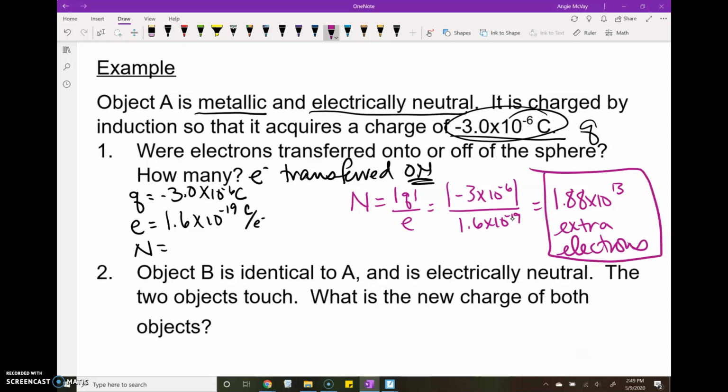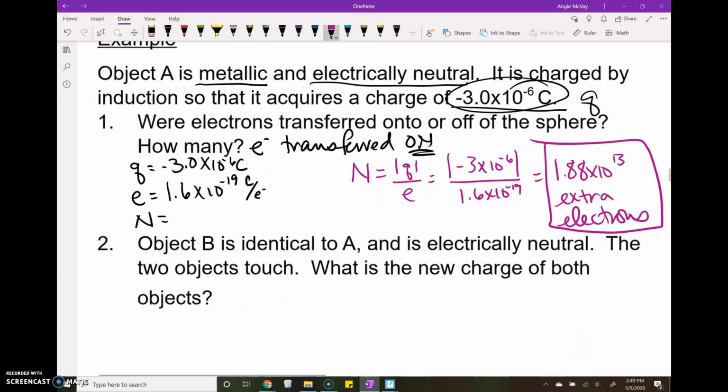Cool. A whole ton of extra electrons, right? Times 10 to the minus 6, that's like three millionths of a coulomb of charge. That's still a number I can't even say. Times 10 to the 13. A whole bunch of electrons for such a tiny, tiny little charge.